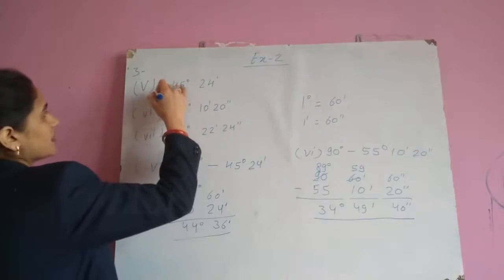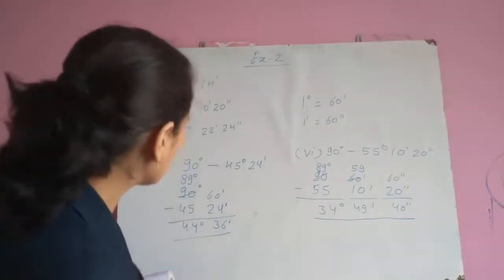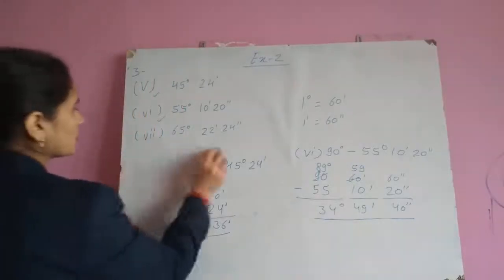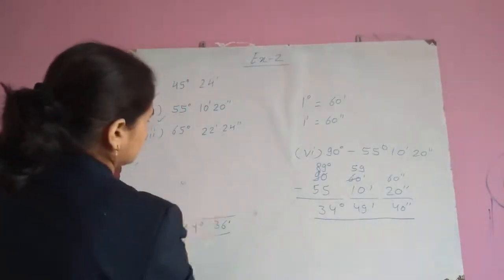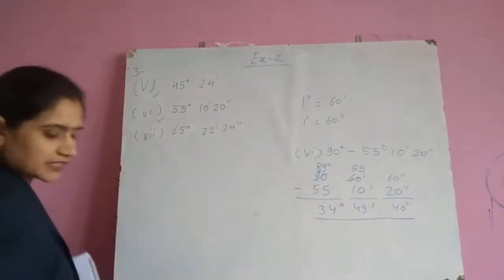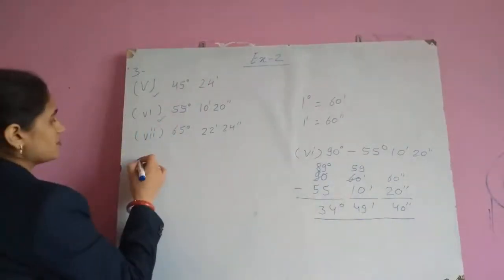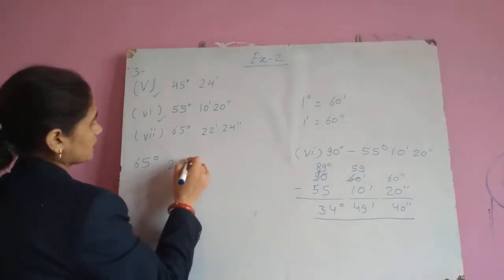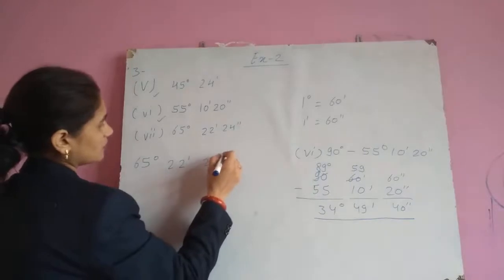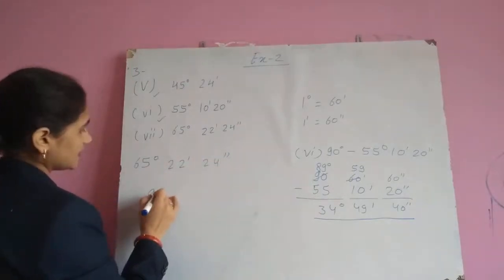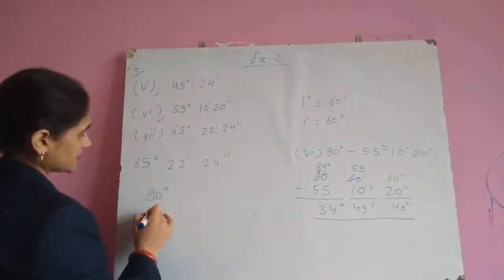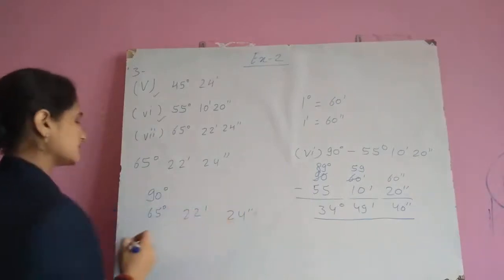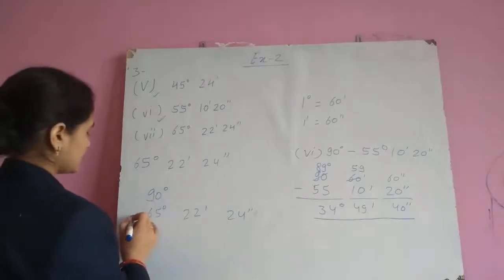Okay, this is the 6th part and this is the 5th part. Okay, students, now come to the next one. We have to solve this next. Next is the 7th part. In the 7th part, 90 degree we will write here, and 65 degree 22 minute 24 seconds here. We have to subtract.